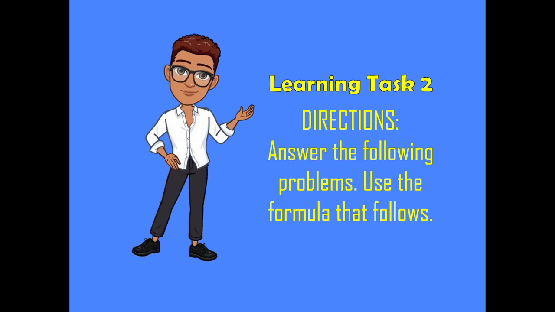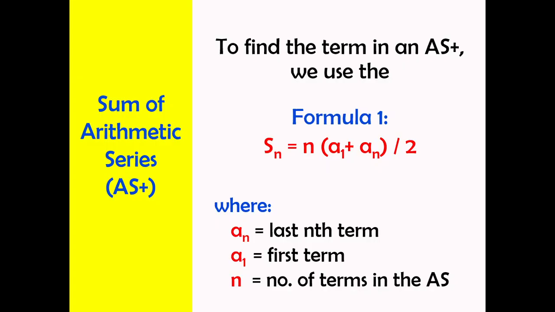Now that we've learned the steps, let's try to answer the following problems using the formulas that follow. To find the sum of terms in an arithmetic series, we use two formulas. For formula 1, S sub n is equal to n times quantity a sub 1 plus a sub n divided by 2, where a sub n is equal to the last term, a sub 1 is equal to the first term, and n is equal to the number of terms in the arithmetic sequence.